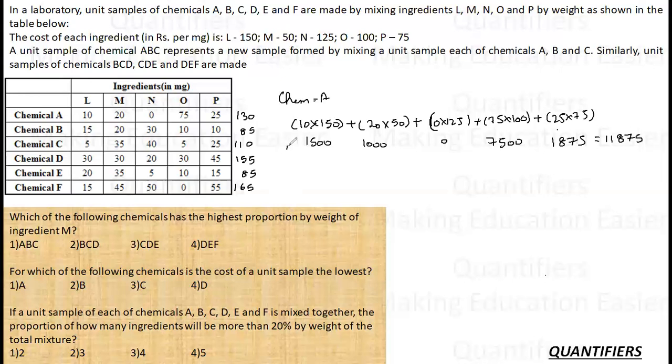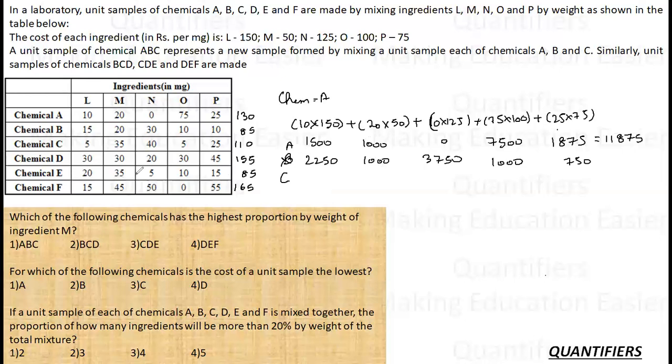Or if I talk about B, 15 into 150 is 2250, 20 into 50 is 1000, into 125 is 3750, 10 into 100 is 1000, and at last 10. So if I compare it, it is pretty high. I'm not even going to calculate it and waste my efforts because this is same. The deficit is 3750, which is quite high over here and quite high over here. So I'm not even going to calculate this. So B is definitely out of the race.